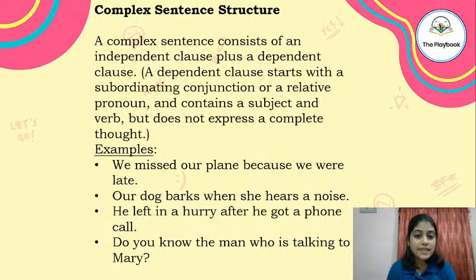A complex sentence consists of an independent clause plus a dependent clause. As the name suggests, the dependent clause is always dependent on an independent clause.